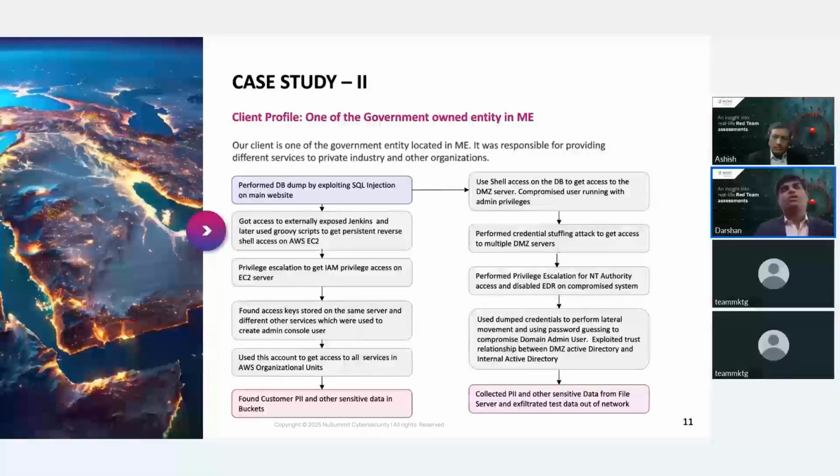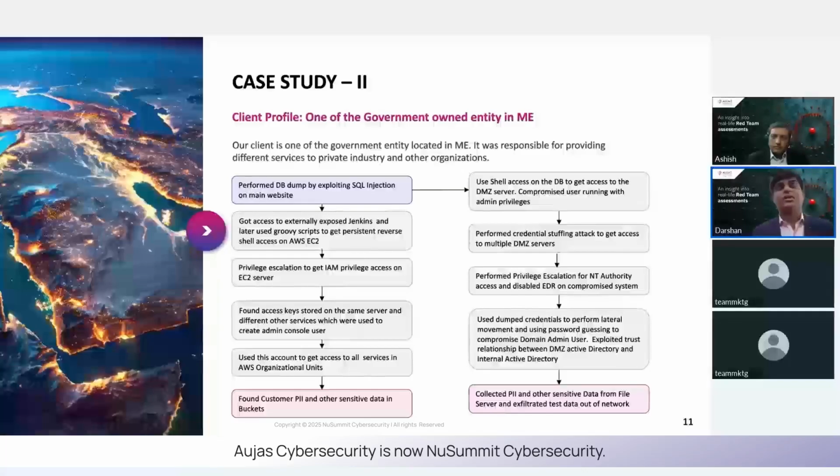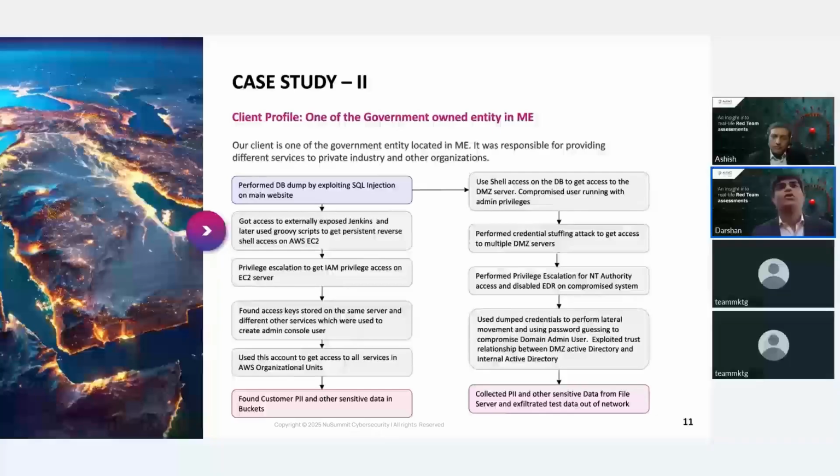But the good thing was, once we identified it, they fixed it quickly. However, we had already got on to the next level, that we got access to their DMZ server using shell access. Once we got access to their DMZ server, which was again running with highest privileges, we were able to do a lot of credential stuffing attacks. Because of the misconfigurations, we were able to do a lateral movement to their other servers in their network.